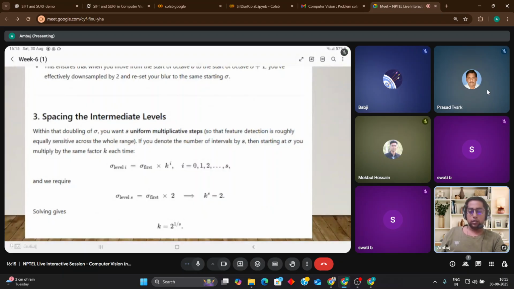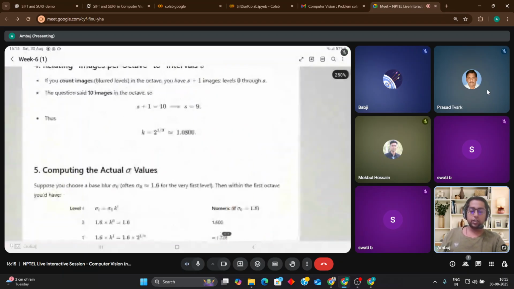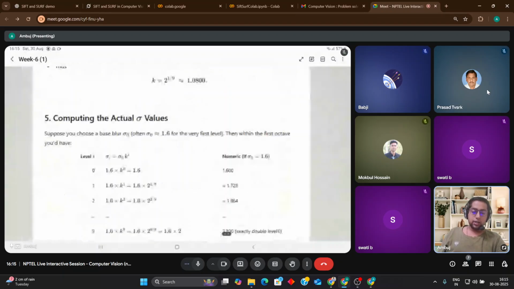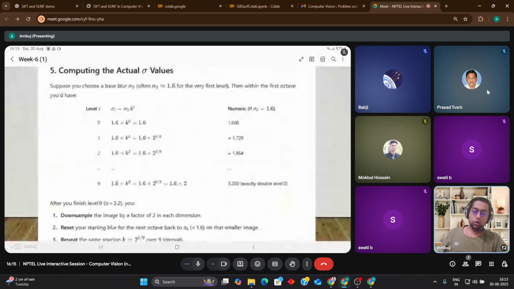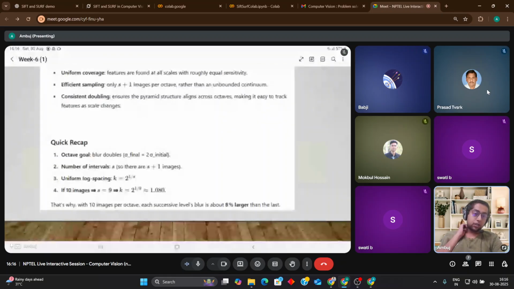Then relating images per octave to the interval s that has been given here, we just compute it for all the levels within that particular octave. That calculation has been shown here. This is regarding this question. The practical aspects are uniform coverage, efficient sampling of the points, as well as consistent doubling. So these are the principal aspects, and that is why this octave has been defined like this.